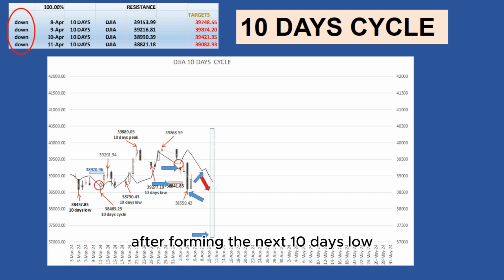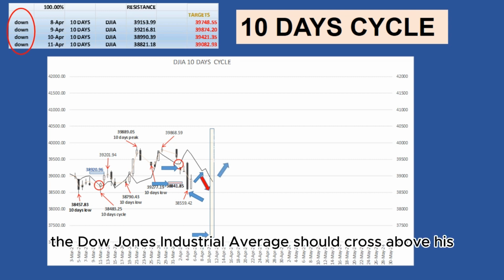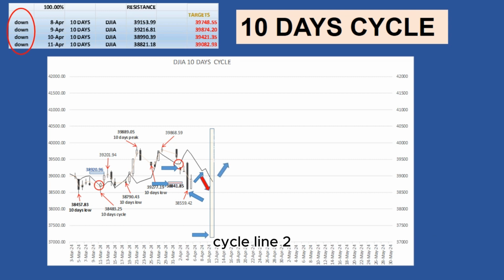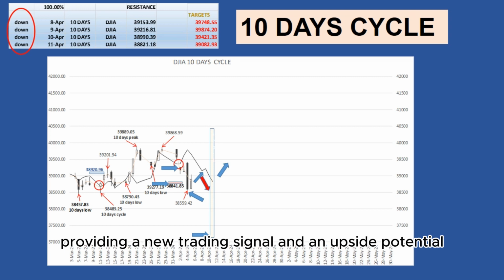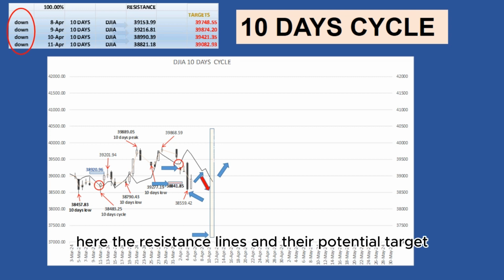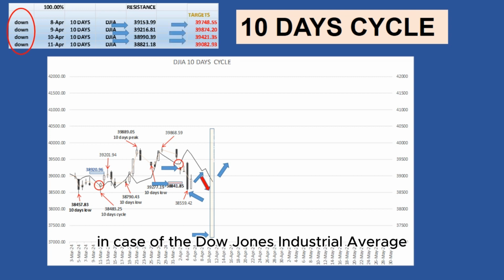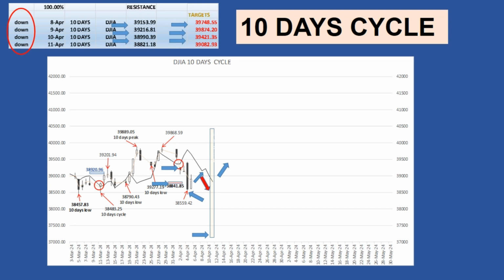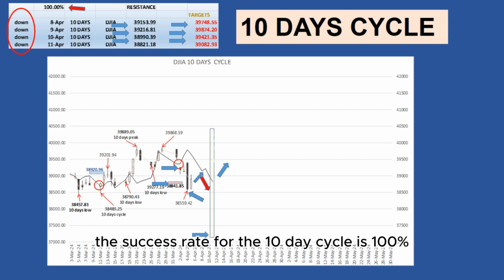After forming the next 10-day low, the Dow Jones Industrial Average should cross above its cycle line, providing a new trading signal and an upside potential target. Here are the resistance lines and their potential target, in case the Dow Jones Industrial Average crosses above them this week. The success rate for the 10-day cycle is 100%, meaning each signal provided a profit.